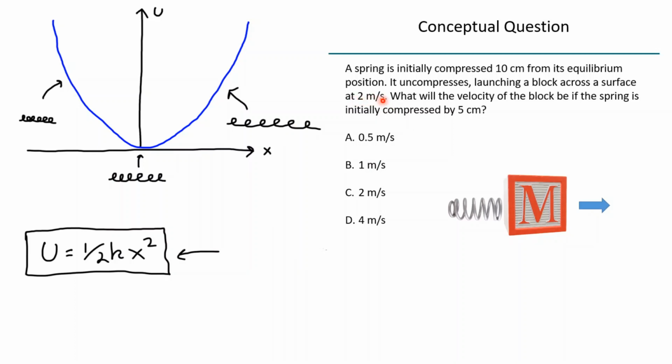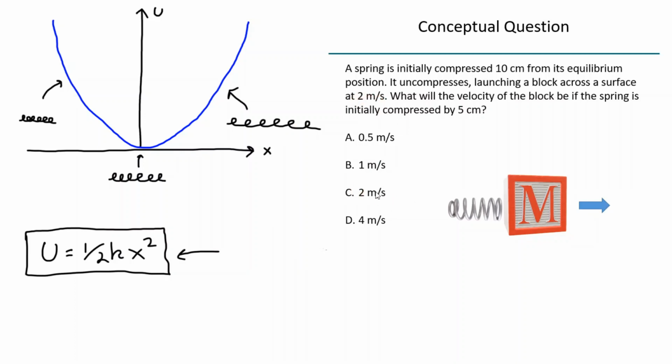That gives the block some speed, because kinetic energy is 1/2 mv squared. So if I compress the spring by a smaller amount, only 5 centimeters instead of 10 centimeters, well, then I should have less potential energy. The more the compression, the greater the potential energy. So I have less potential energy, therefore I should have a lower speed when the block launches.